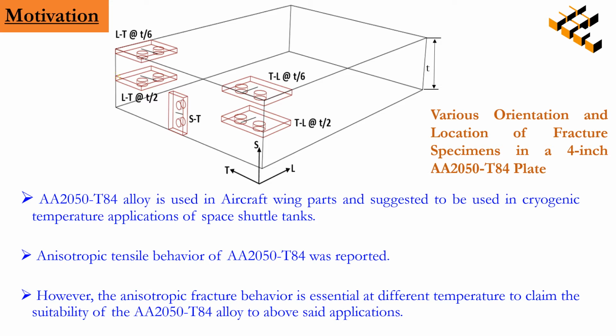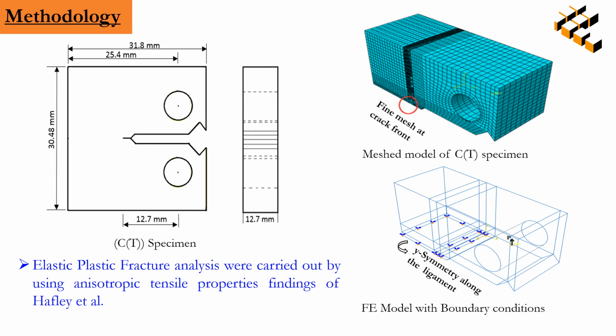So, in this study, we have considered different plate orientations like LT, TL as well as ST, as shown in the figure. And two plate locations we are considering, that is, the CT specimen has been extracted from the plate surface, that is T by 6, as well as the middle of the plate, that is T by 2 location. The CT specimen has been used for our study.